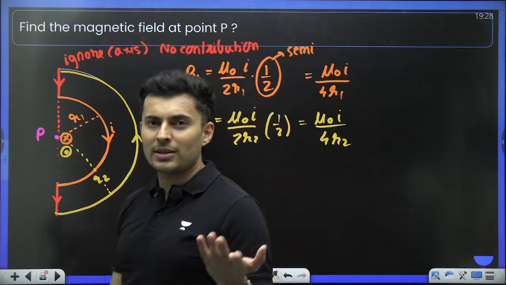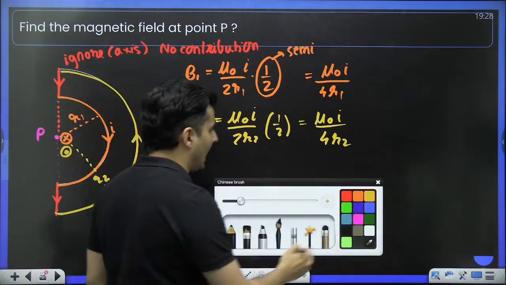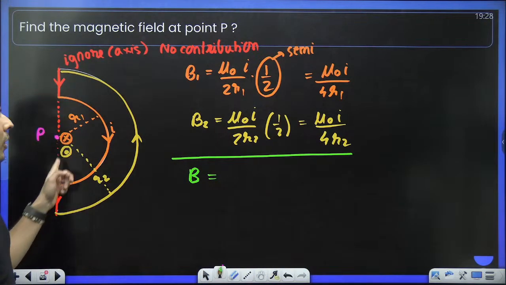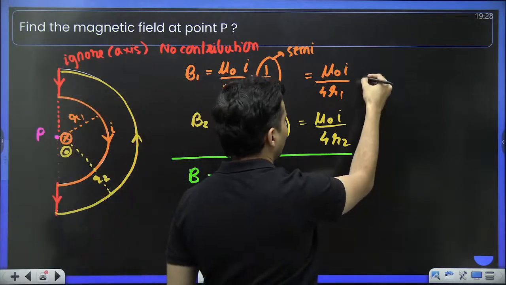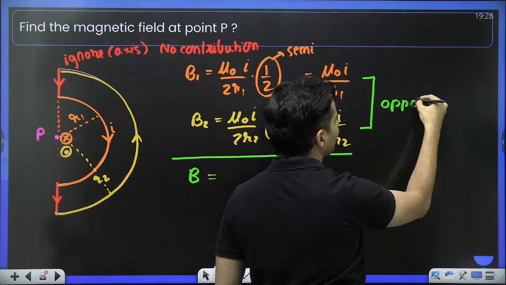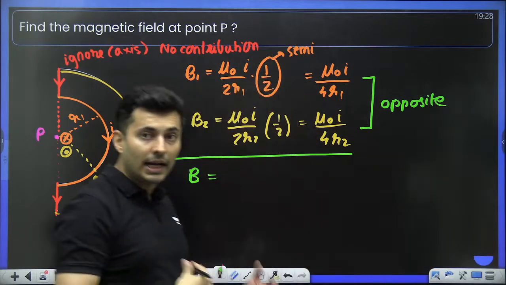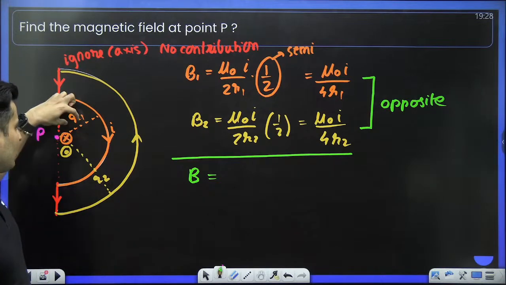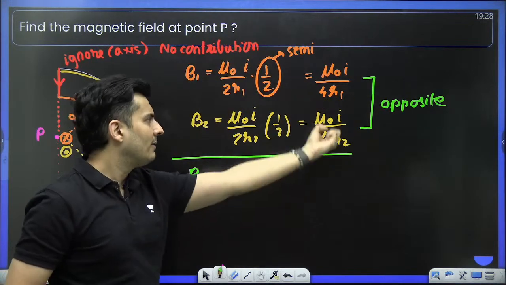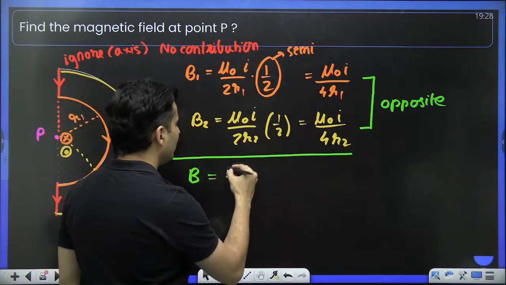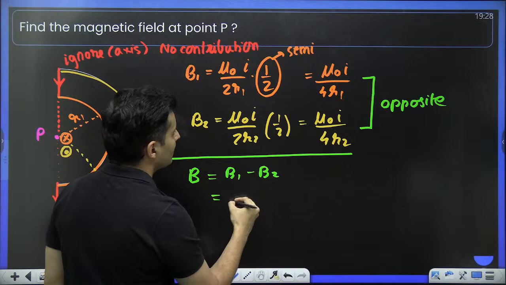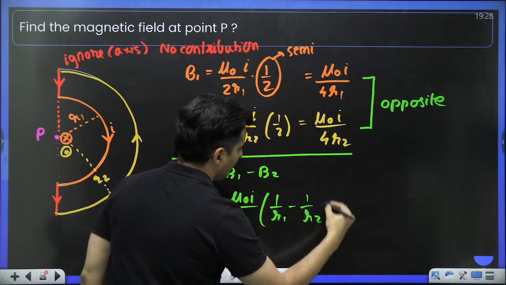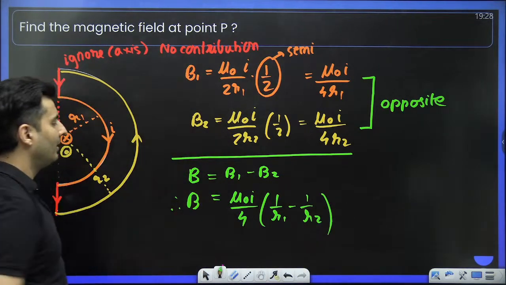Are these fields going to add or subtract? When I find the net field, understand both of them are opposite to each other. Very, very important, both of them are opposite to each other. So they will try to cancel each other, but obviously B1 is more than B2 because the smaller arc, small distance, will make the B large. When R is small, B will be large. So it will be nothing but B1 minus B2, which is mu naught I by 4, and I have 1 by R1 minus 1 by R2. So that is the total magnetic field.